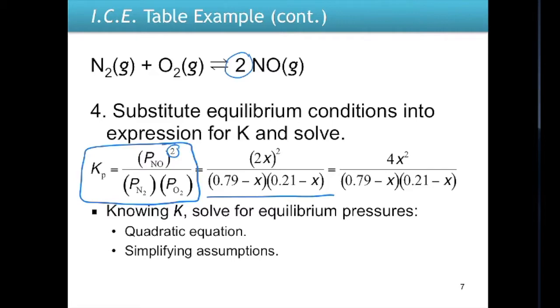equation. Once we know what x is, then we can determine what the partial pressures of each of oxygen, nitrogen, and NO are at equilibrium.